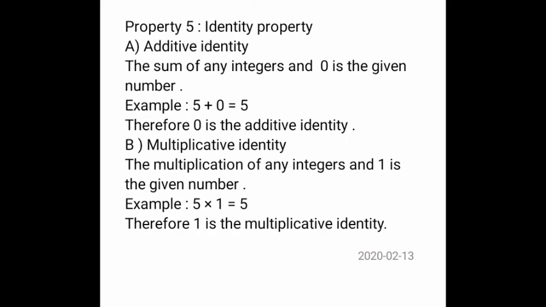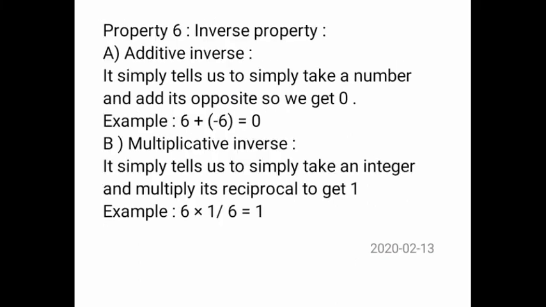The multiplicative identity states that the multiplication of any integer and 1 is the given number. For example, 5 ones are 5, minus 3 ones are minus 3, minus 4 ones are minus 4. Therefore, any integer which we multiply by 1, the answer is the same number or the given number. Therefore 1 is the multiplicative identity.